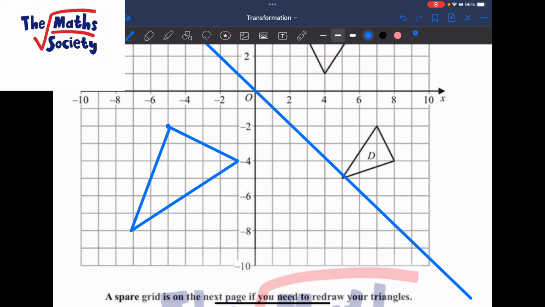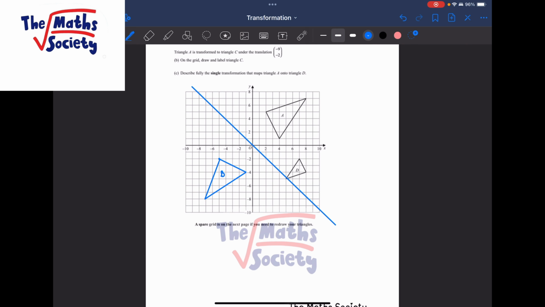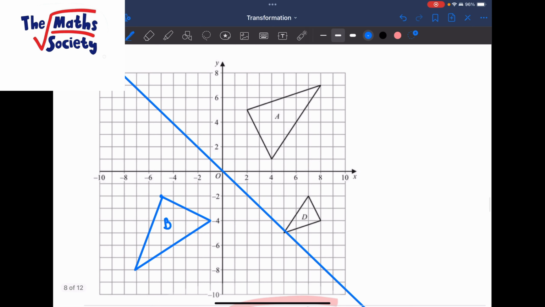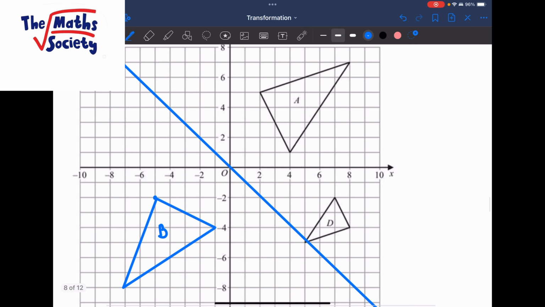You can actually note that this is B. You can see that it actually is a reflection, and A is transformed to triangle C under the translation minus 9, minus 2. So what we're going to do, A is to C. Minus 9, minus 2. So you can go 1, 2, 3, 4, 5, 6, 7, 8, 9, and minus 2.